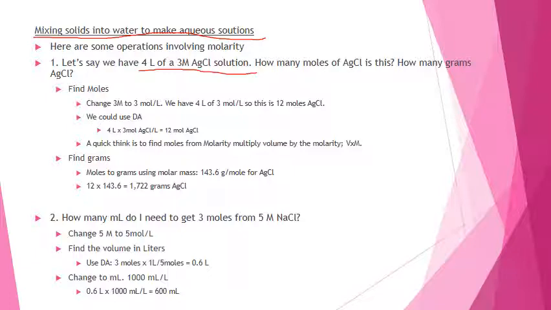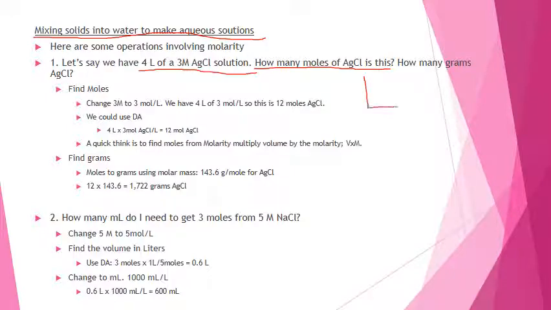So what I'm going to have to do is find out how many moles of silver chloride are in 4 liters of 3 molar AgCl. And then how many grams. Before we do any math, let's just see how it works.